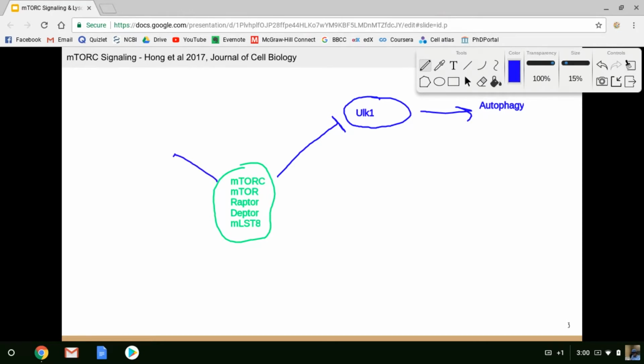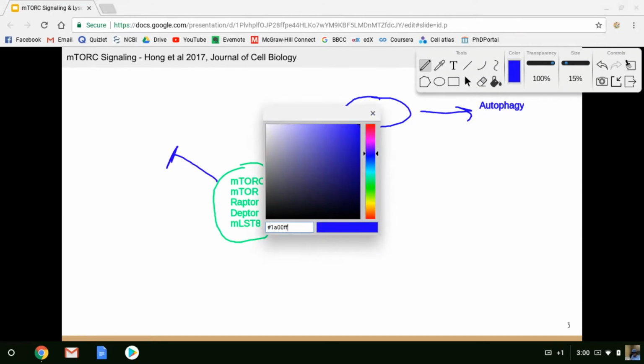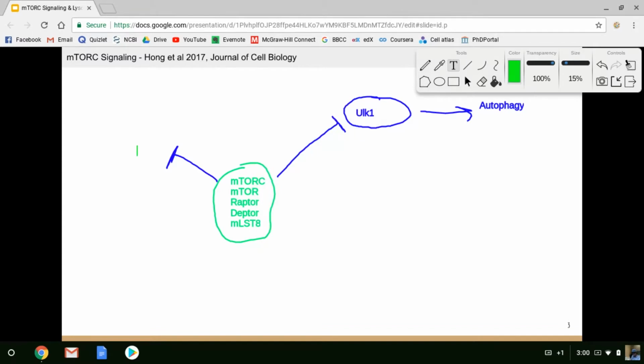Another mechanism by which mTORC prevents autophagy is by inhibiting a key transcription factor called TFEB. TFEB is the primary transcription factor that activates pro-autophagic gene expression in the nucleus. So this will be the nucleus. Normally, when TFEB is allowed to enter the nucleus and initiate gene transcription, we see the upregulation of ATG or other autophagy-inducing genes. So mTORC inhibits TFEB.